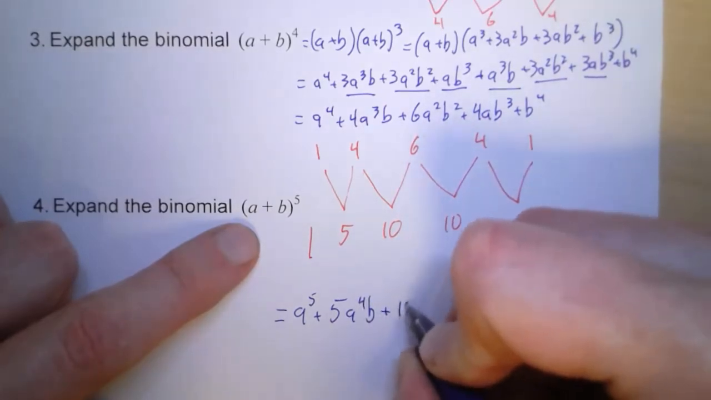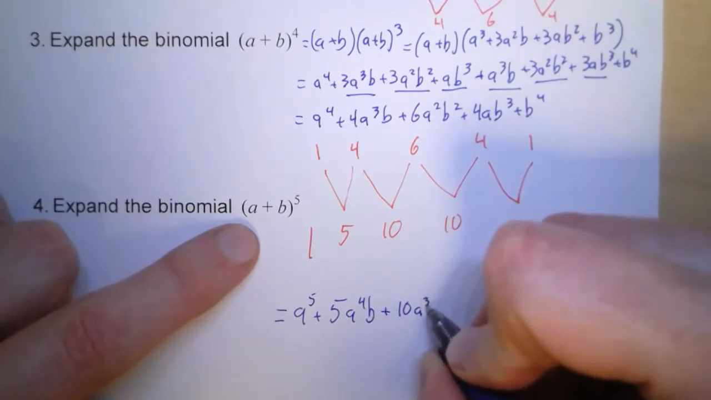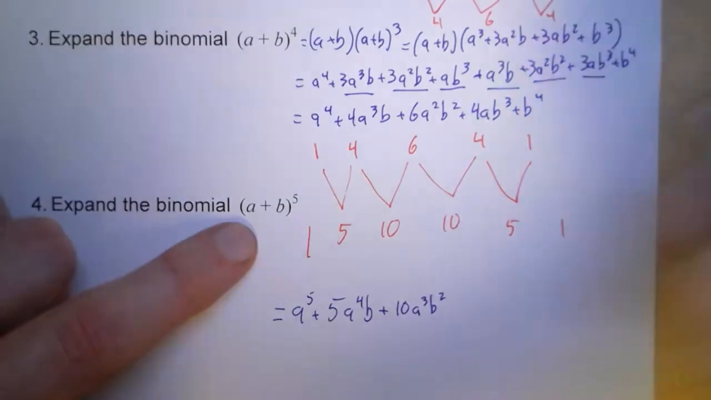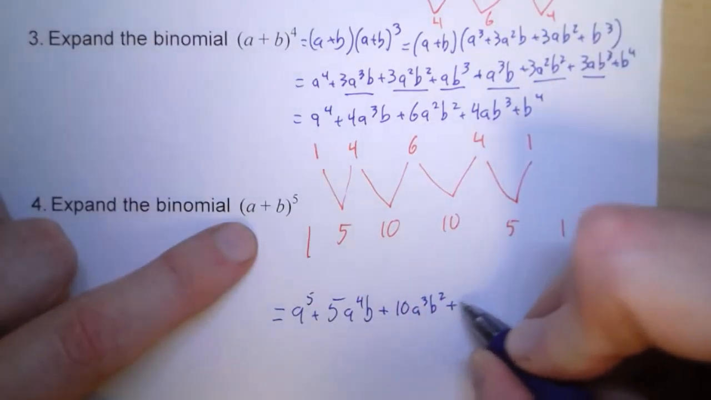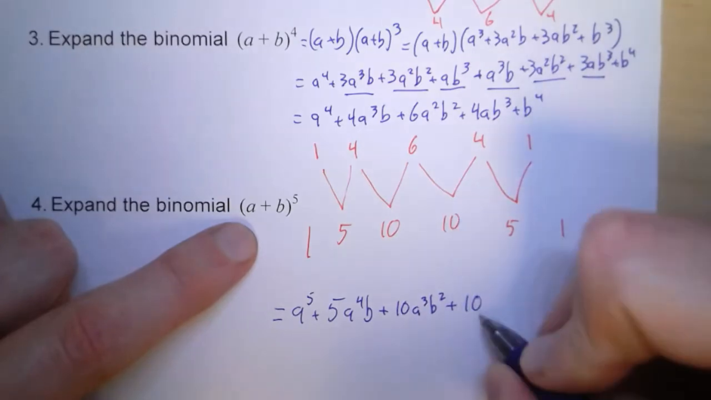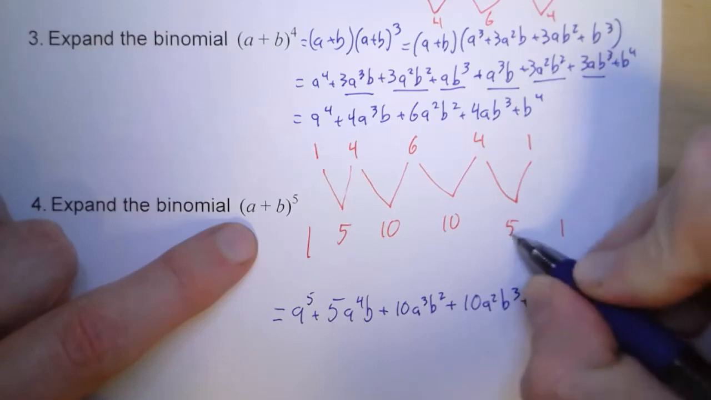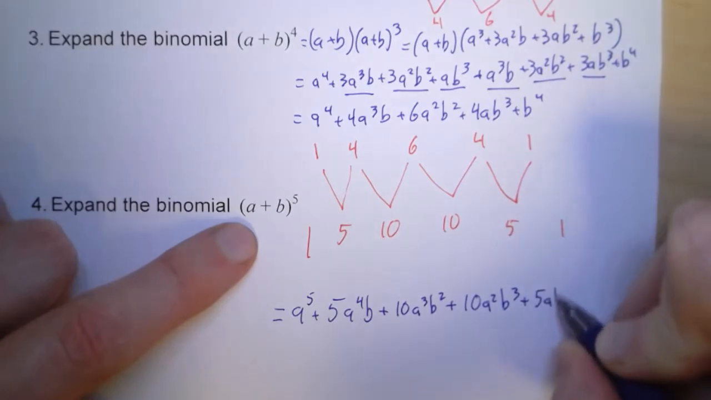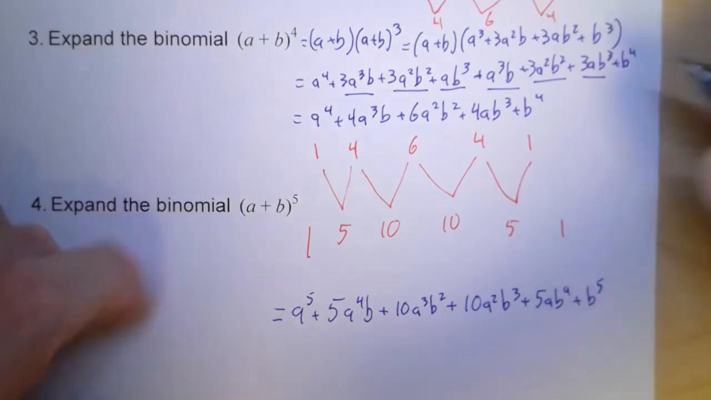For our next term, the coefficient is 10. And then our power of a goes down again, a cubed b squared. And each time the power of a goes down, the power of b goes up. So the next coefficient is 10, then a squared b cubed. And then this coefficient is 5, a b to the 4th, and then plus b to the 5th.